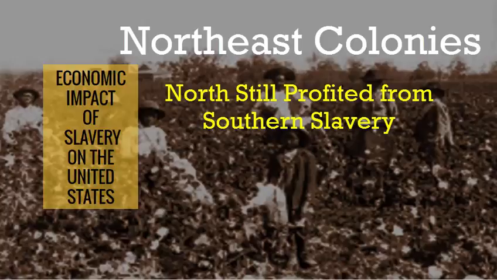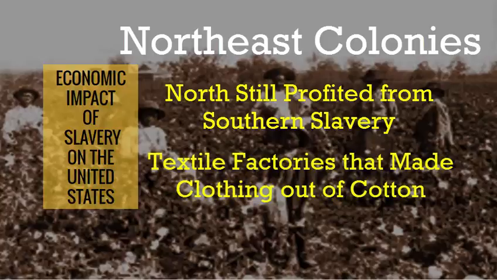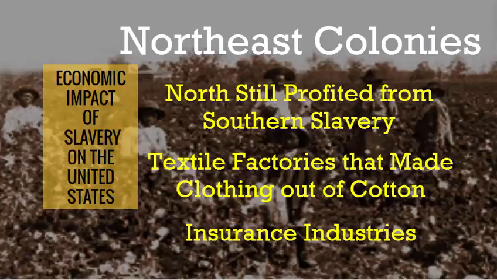Northern cities developed as a trade center for goods produced in the South. Northerners also used these agricultural goods to finish and produce goods. They created textile factories that made clothing out of cotton from the South. They also created insurance industries that insured slaves for plantation owners. They also were a center for trade between the colonies and the rest of the world, trading goods from the South.